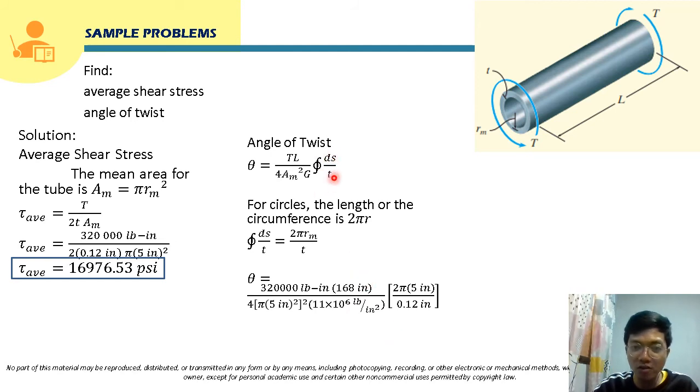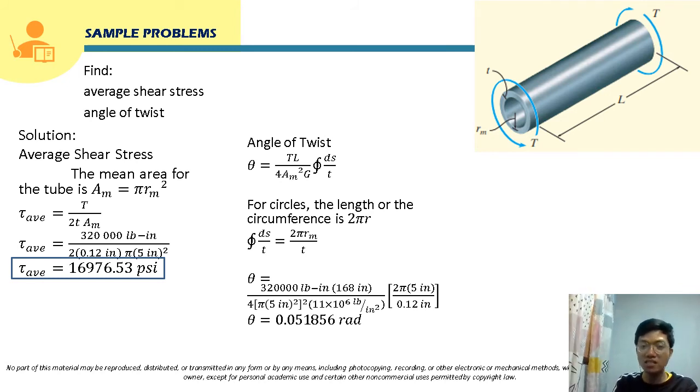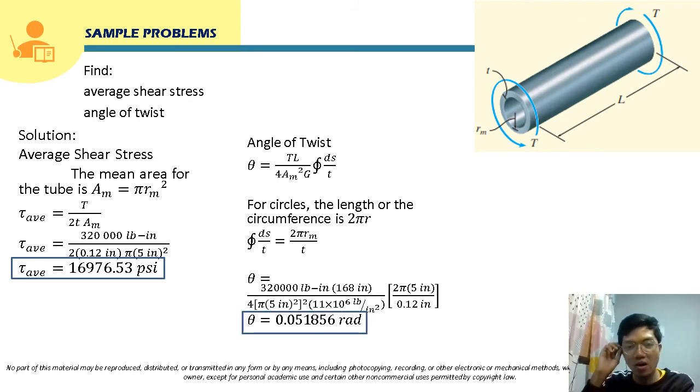Then times the modulus of rigidity, which is 11 times 10 raised to 6 pounds per inch squared. And then the value for this integral is 2 pi times r sub m, which is 5 inches, over the thickness, which is 0.12. Take note, class, that your units here should be consistent. As you can see, all of the units are in pounds and inches. So the answer for theta, the angle of twist, will be in radians: 0.051856 radian. These are now the answers for this problem.